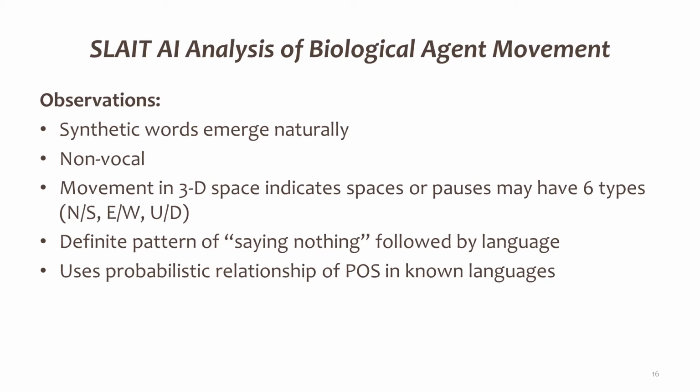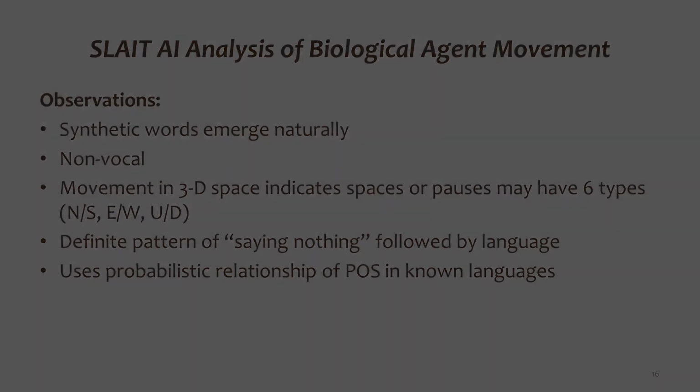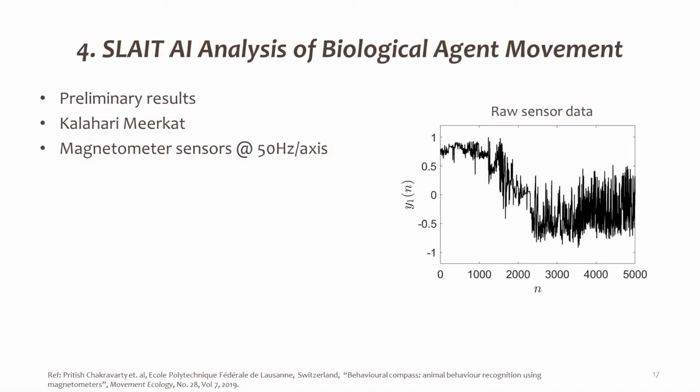And another interesting aspect, in contrast to normal speech where we've got pauses which are silent, in this case the silence is not necessarily completely stopping. A meerkat may not stop moving, and so in 3D space what we observed was that the pauses are not necessarily given by no movement, but actually they're given by small movements in north, south, east, west, or up, down directions. And so it appears overall that there's this definite pattern of emergent synthetic words coming from the behavioural characteristics of the meerkat. So these are just some of the preliminary results, and there's still a lot to be done.